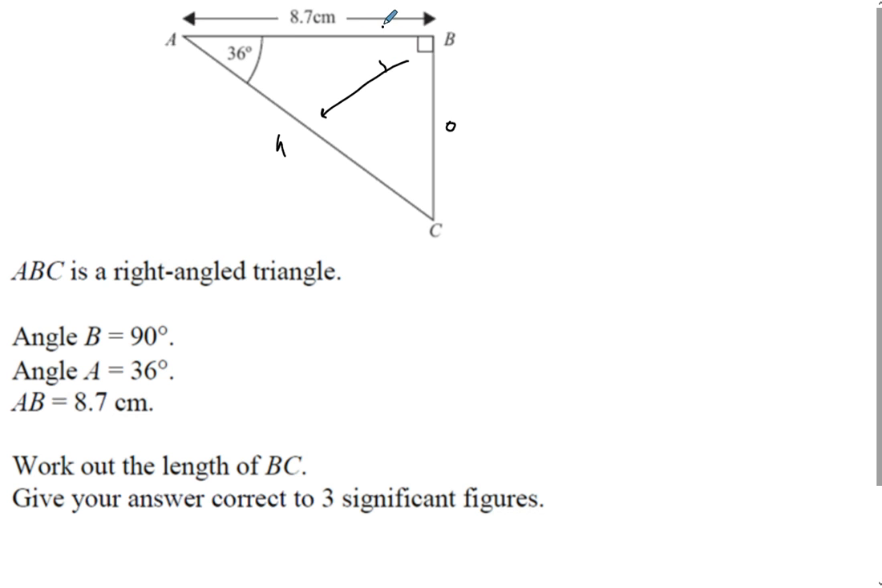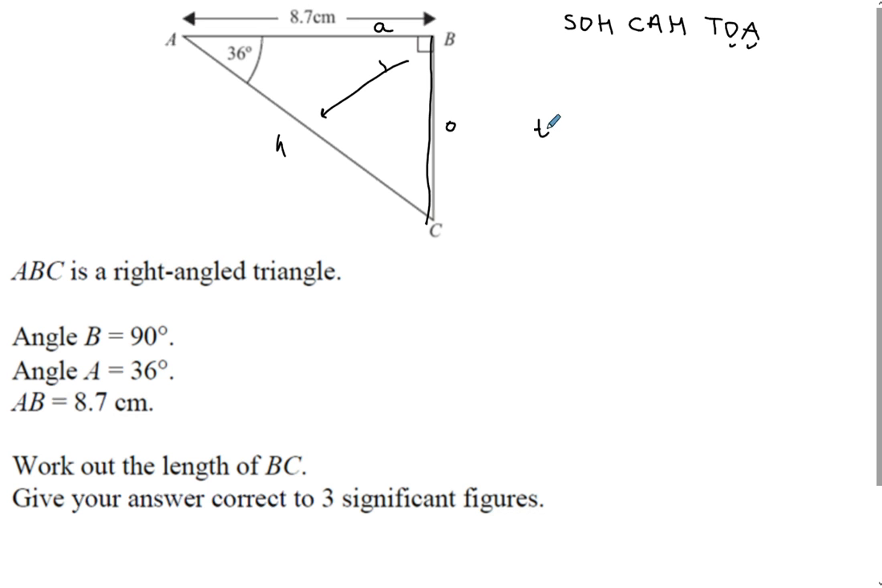Oops, not quite writing. Okay, that's your A. Work out the length of BC. So we have to work out O, and we've got A. Looking at SOH CAH TOA, which you should know by heart by now, we want our O. We've got the A. Yep, so you can see it's those two that are involved.